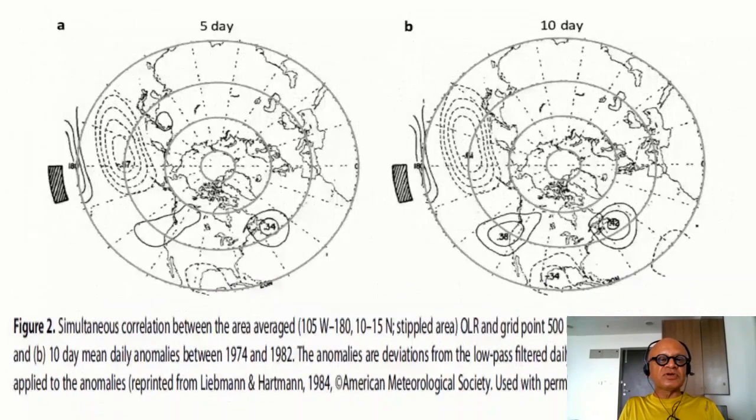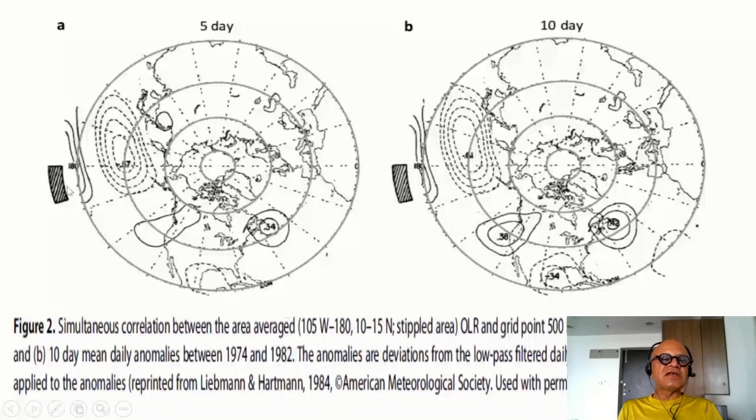This is another example showing, without any filtering, simultaneous correlations between the area averaged OLR and grid point 500 hectopascal geopotential height. They are using the 5-day and 10-day mean daily anomalies between 1974 and 1982. The anomalies are deviations from low-pass filtered daily climatology, not filtered with the 30 to 60 day kind of thing. However, no filtering is applied to anomalies.